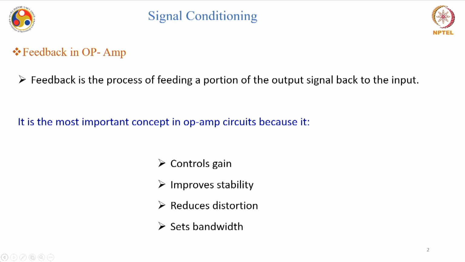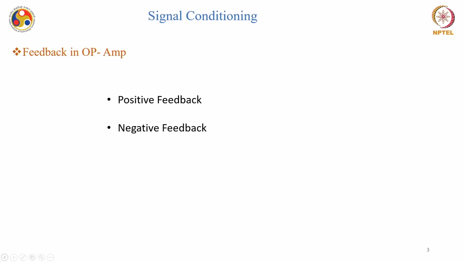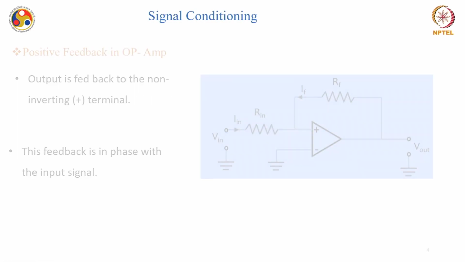It improves the stability, particularly a few kinds of feedback are very important for the stability of the system. It can help you in reducing the distortion, and it can set the bandwidth. Usually we have two kinds of feedback, that is positive feedback and negative feedback.